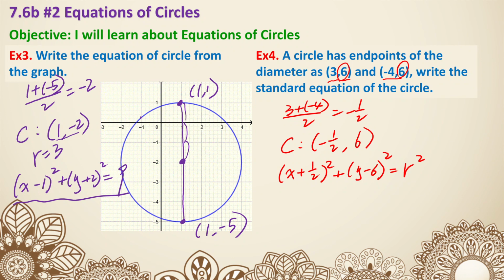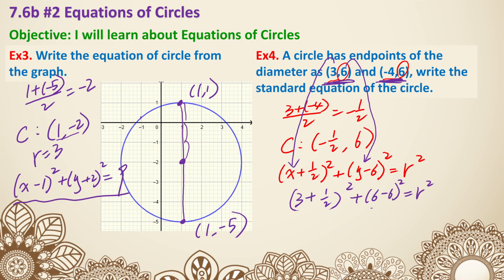However, you are given points that are actually on the circle. In fact, you have two of them. And you can choose to use either one of them to find out what r squared is. I'm just going to use the first one. So x is 3, y is 6. I will have (3 plus 1/2) squared plus (6 minus 6) squared, that equals r squared. This part is just going to be 0. The first part, 3 plus 1/2 is 7/2, square that. r squared is going to be 49 over 4.